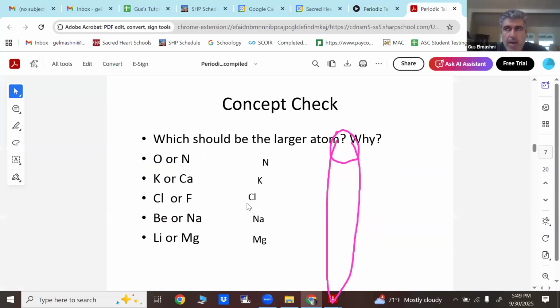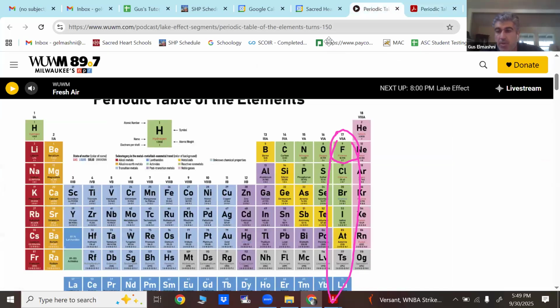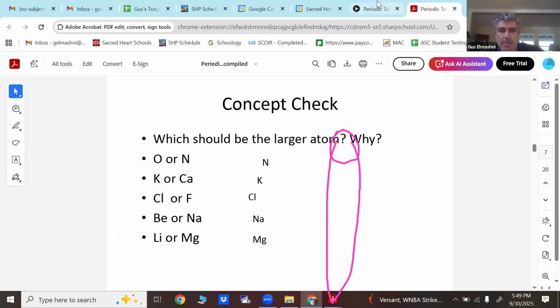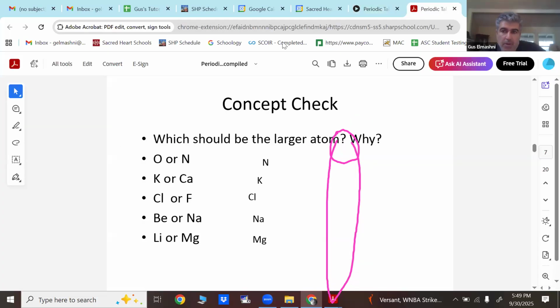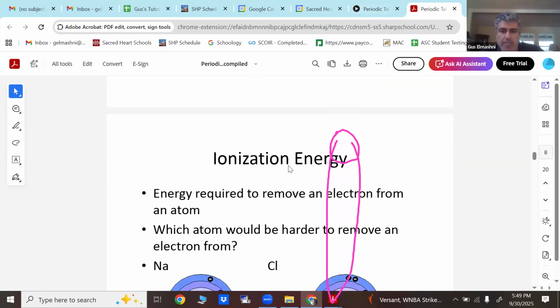Well, not more down, but first of all, it has fewer levels, so it's going to be smaller for sure because of that, and also because you have so many electrons in that outermost level, it's going to be pulled into the nucleus more. But like beryllium and sodium, sodium is definitely bigger because sodium's more to the left, and it's also a third level. Lithium and magnesium, magnesium is third level, so that'll be bigger.